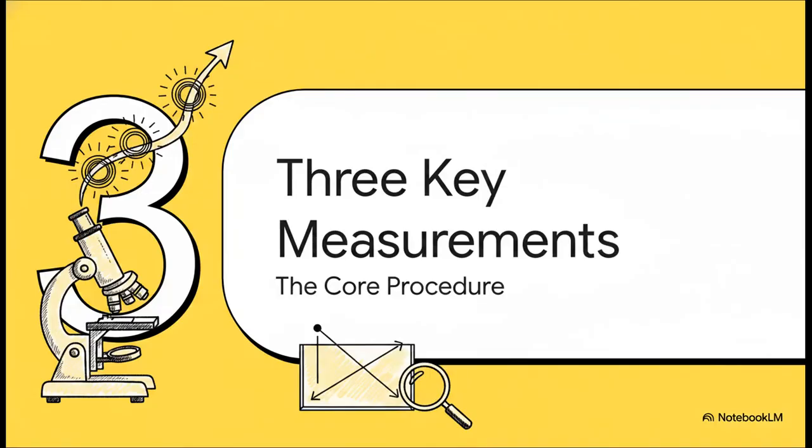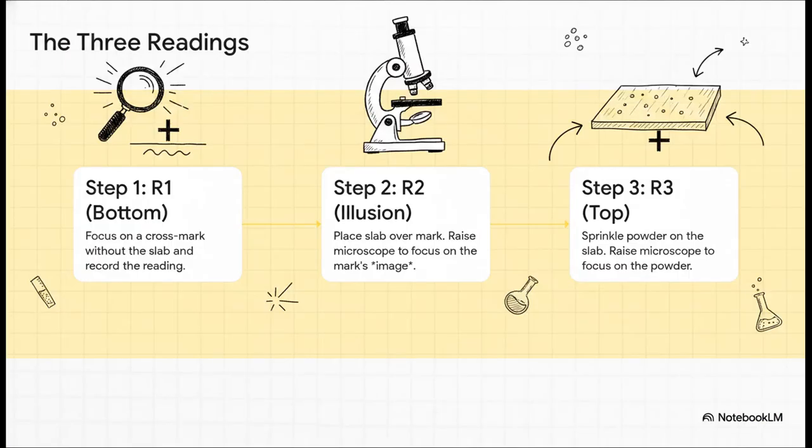So, here's where it all comes together. The entire experiment, seriously, just boils down to taking 3 specific readings. All we're doing is going on a little vertical journey with our microscope, and we're just going to make 3 important stops along the way. So here's how we do it. First, we put a tiny ink cross on the base of the microscope and focus on that. That's our starting point, our baseline, and we call it reading R1.